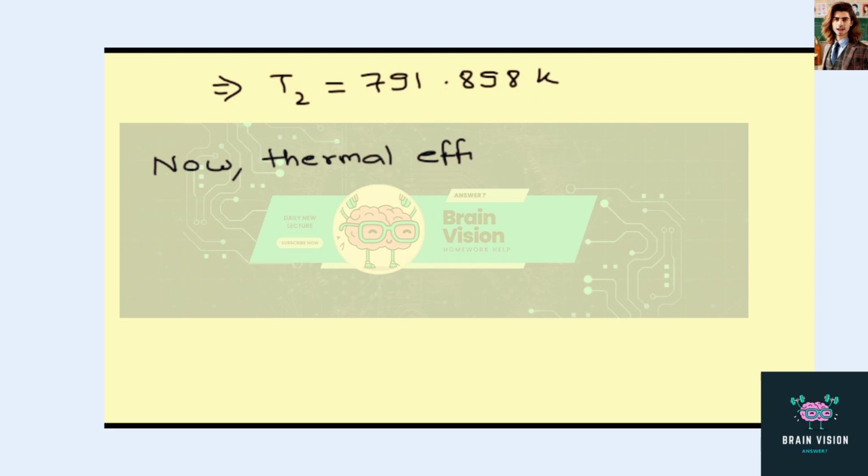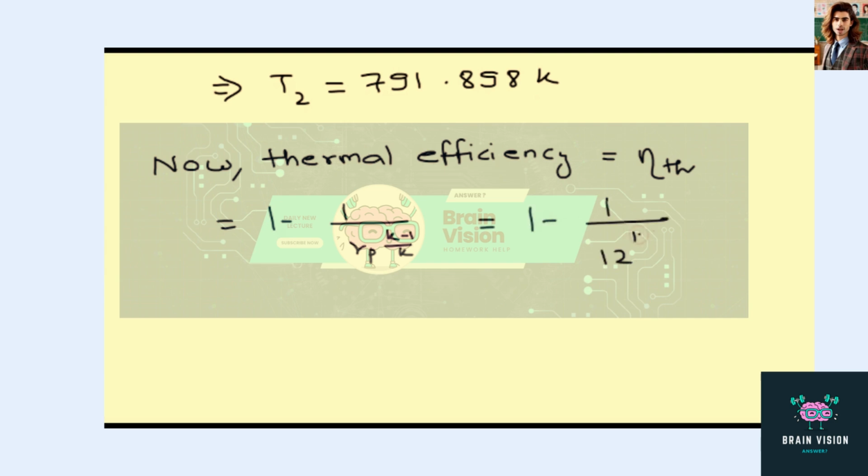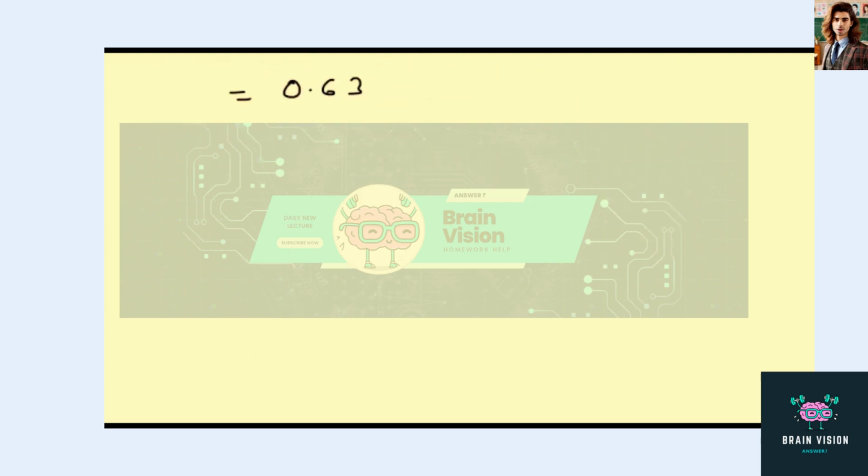Now thermal efficiency is equal to nth. So this is the formula of thermal efficiency. So on putting the values that are calculated above, on calculation we get 0.63 as answer.